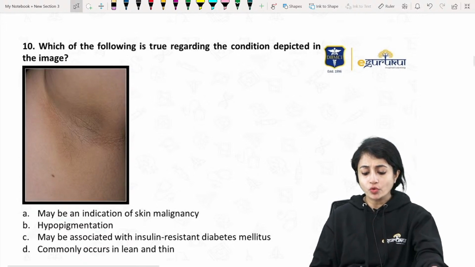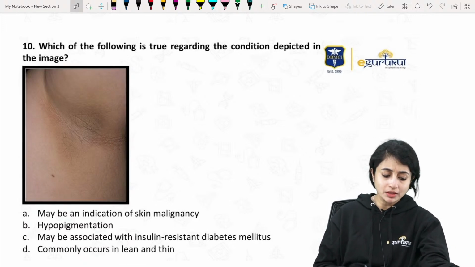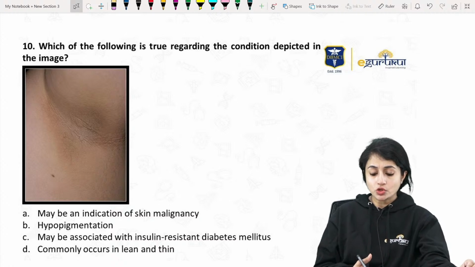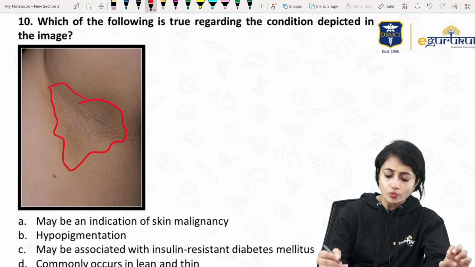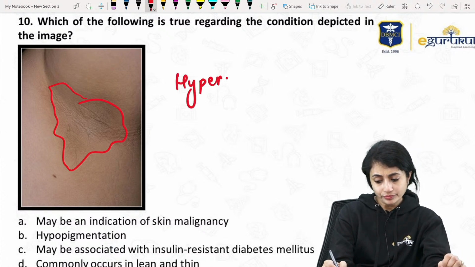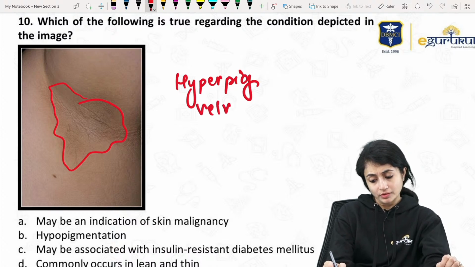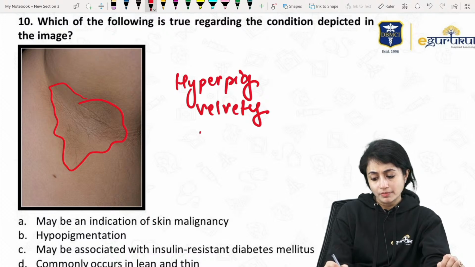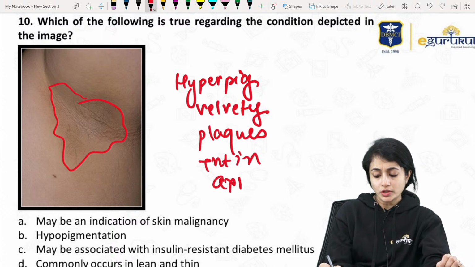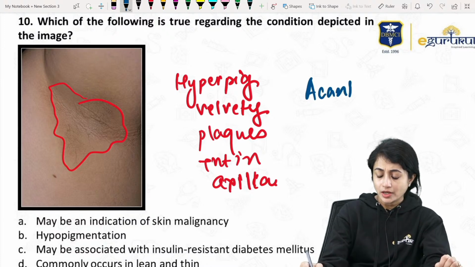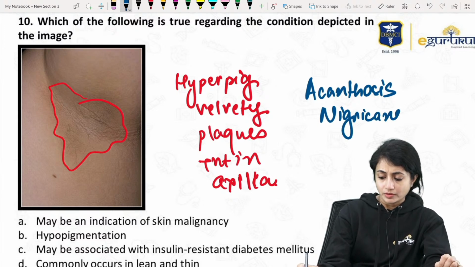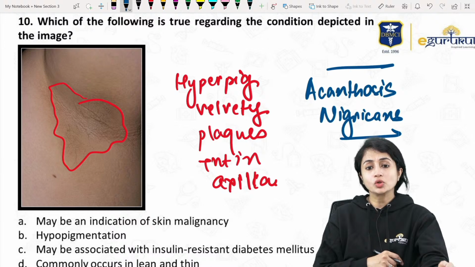Which of the following is true regarding the condition depicted in the image? Now again, an image-based question. What do you see here? You see this hyperpigmented velvety plaque present in the axilla. What is this clinical condition called? This is called acanthosis nigricans.